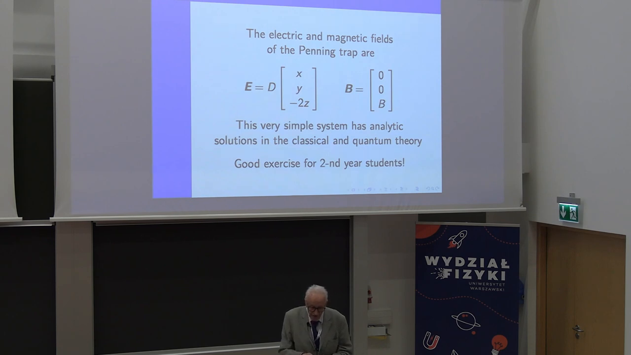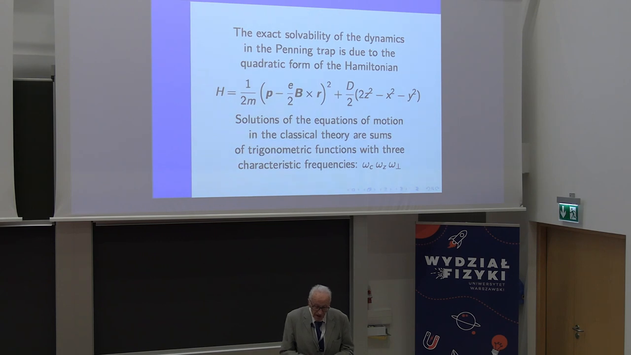Extremely simple example. Not only that, but what is the Hamiltonian? The Hamiltonian is a quadratic function, and for a quadratic function we can do anything. Students of second year physics can find analytic solutions quite easily, so we have a very simple Hamiltonian.